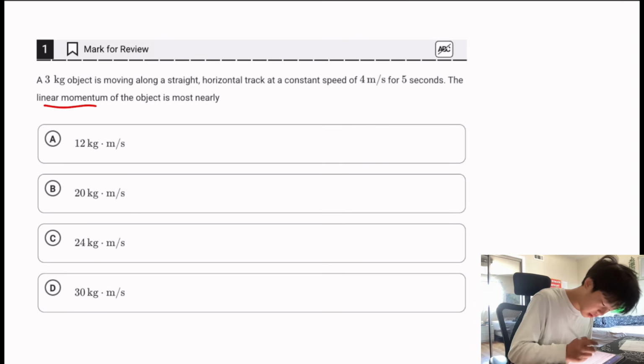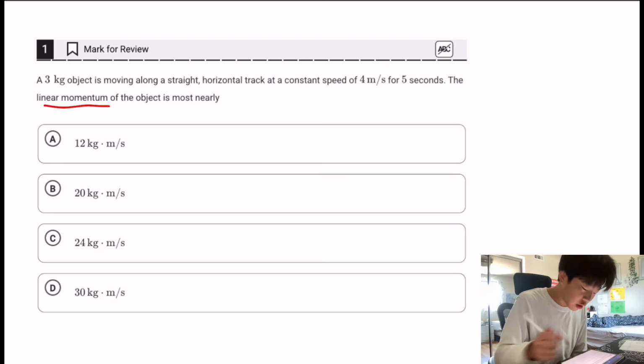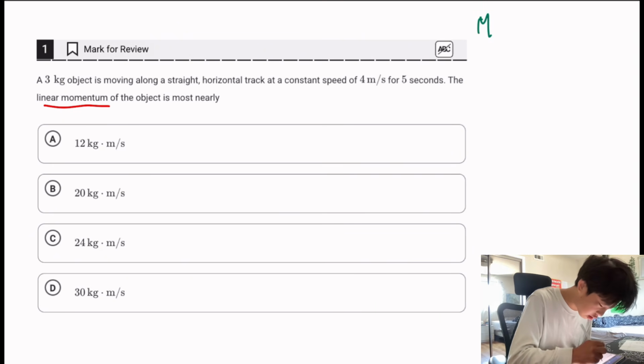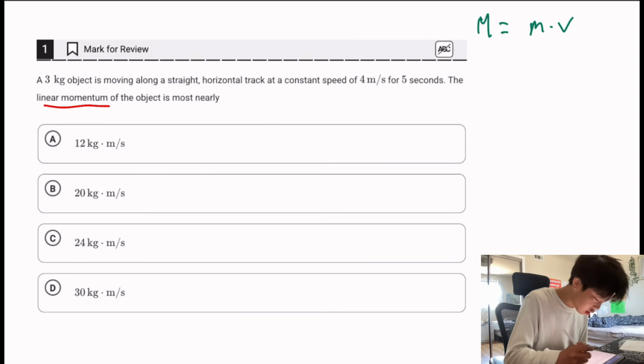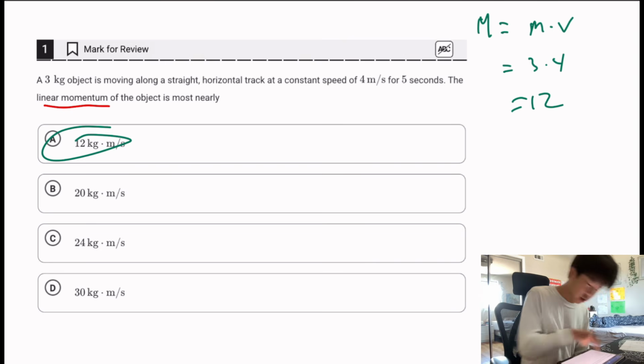It's asking for linear momentum. For this entire video, I'm going to just write with M, because I know some people get tripped up when they see P instead. So that's just going to be mass times velocity, which is equal to 3 times 4 equals 12. That is our answer. Next question.